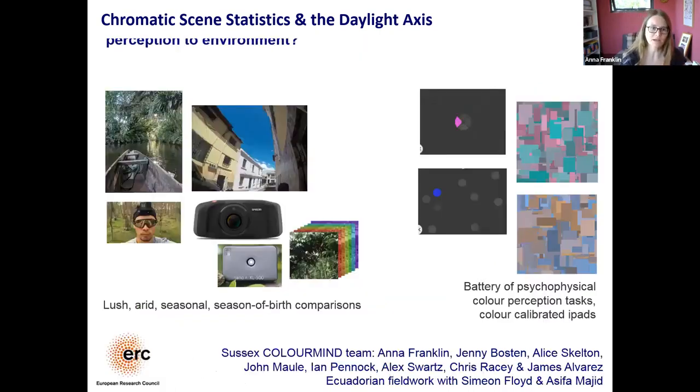So infants are tuning up to the environment that they find themselves in so they can optimally represent what they're perceiving. And I'm currently leading a 5-year project funded by the European Research Council, where we're further investigating the relationship of colour perception and colours in natural scenes.